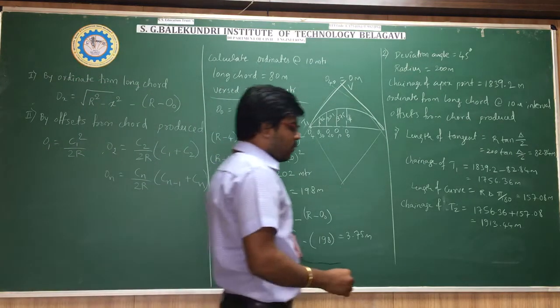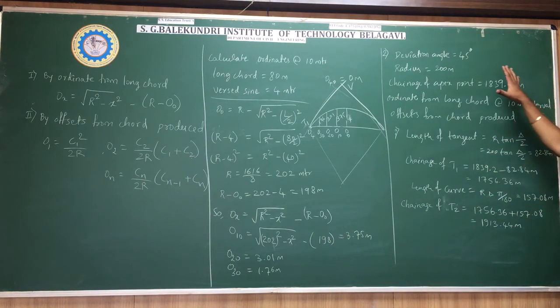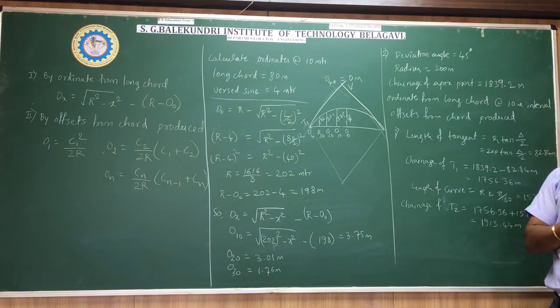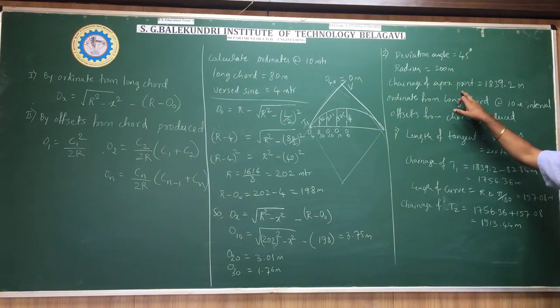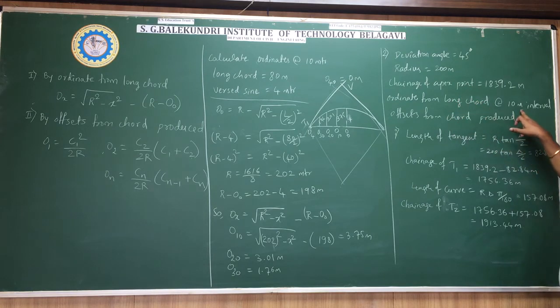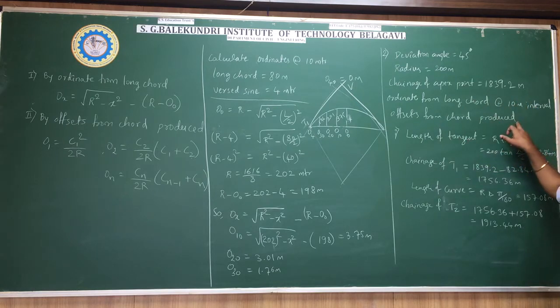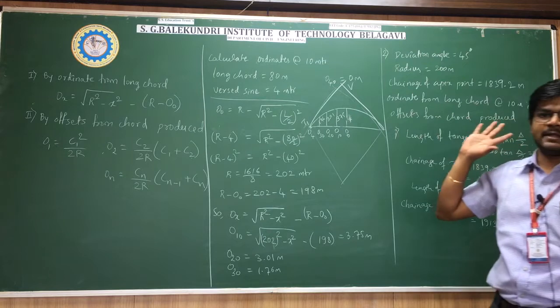Yes, we can take one more example. In this second example, deviation angle is given, radius is given, chainage of apex point is given, ordinate from long chord at 10 meter interval is given, offset from chord produced. You need to calculate. Which method do you need to follow? You need to follow here offset from chord produced, the second method.